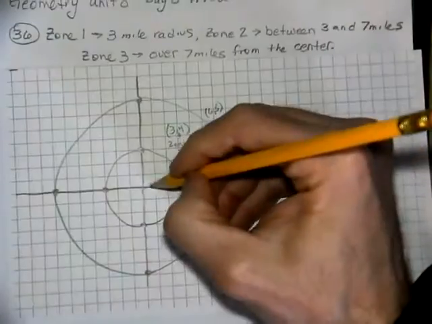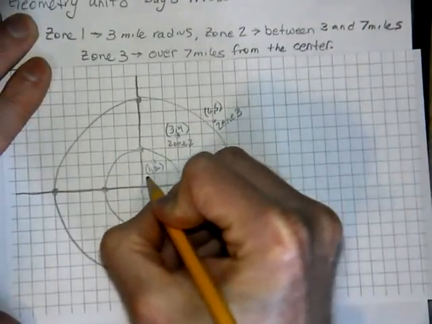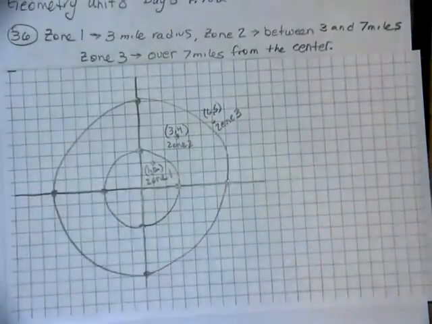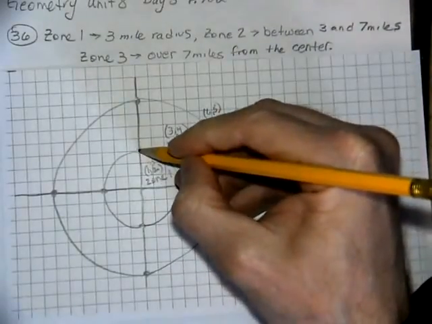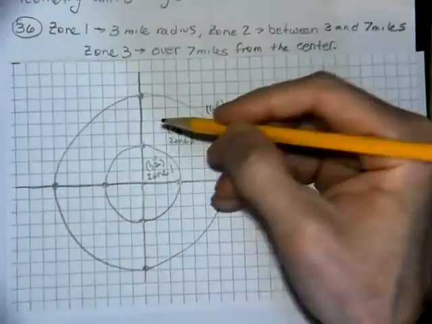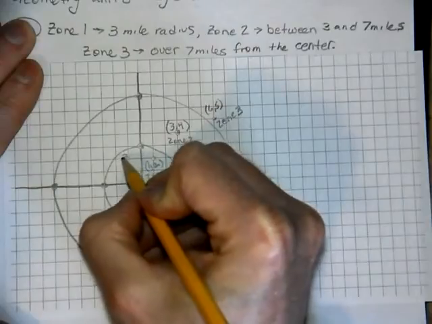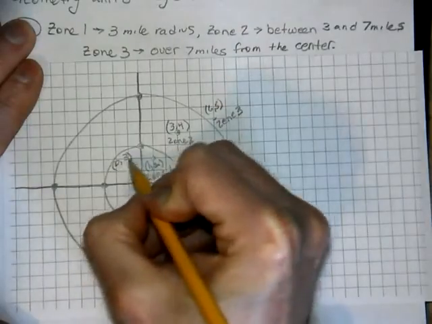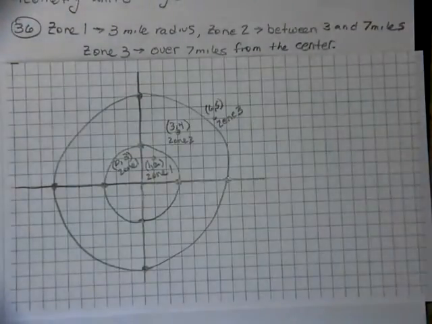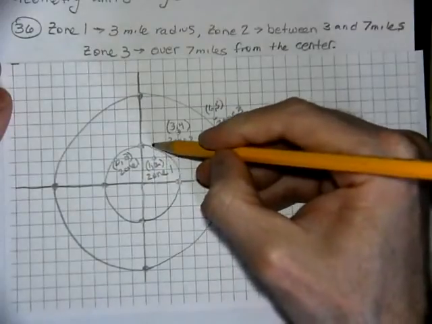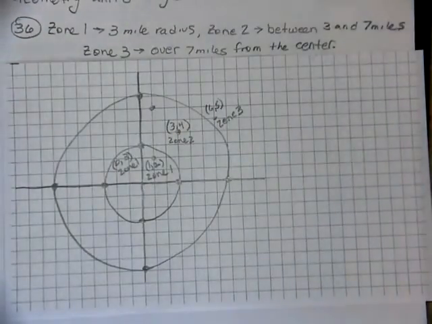Then we'd have 1 comma 2. That's in zone 1. 0 comma 3. You're right on the edge. We would still call that zone 1. And then 1 comma 6. That would be obviously in zone number 2.